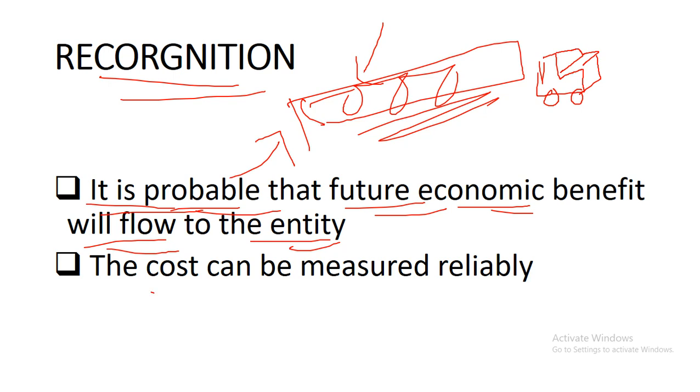Then the cost must be able to be measured reliably. So one, it must be probable that future economic benefits are going to flow to the entity, right? And then two, the cost of the asset must be able to be measured reliably. So you should be able to measure the cost. If you can't measure the cost and there's no future economic benefit that is probably going to flow to the entity, then it won't be right to recognize that particular asset.